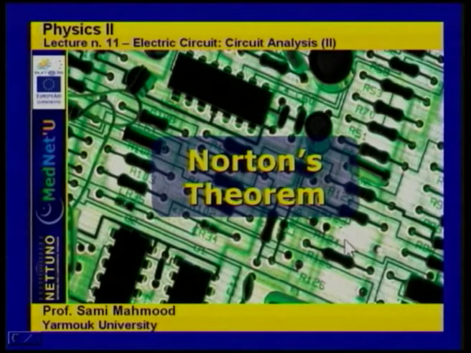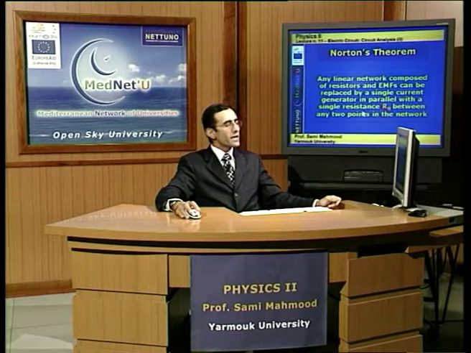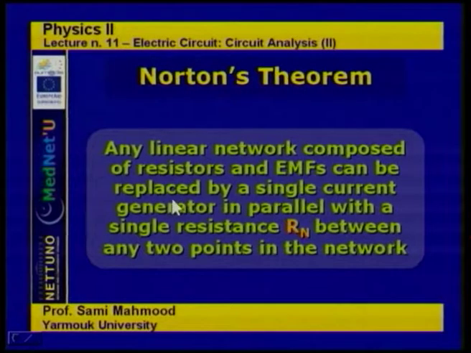Now we go to Norton's theorem, which is another theorem that would take into consideration equivalent circuits in order to simplify circuit analysis. And this theorem states that any linear network composed of resistors and electromotive forces can be replaced by a single current generator, in this case, in parallel with a single resistance R sub n between any 2 points in the network.